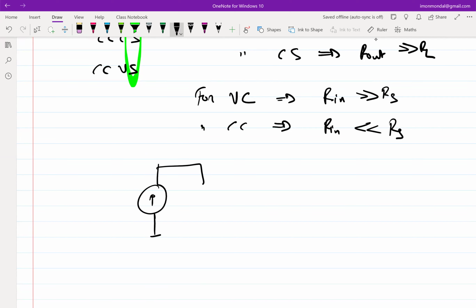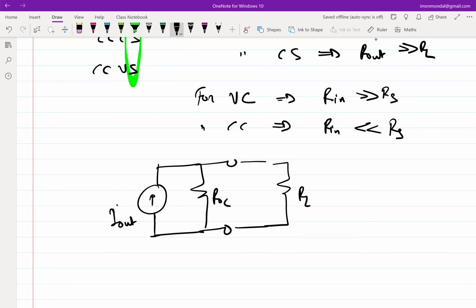So that is up to your interpretation. If a circuit appears like this, let's say this is RL, and I say this is Iout, and this is ROC. Just because somebody has given you this topology doesn't mean that it's supposed to behave like a current source. It's supposed to behave like a current source only when ROC is much larger than RL. The same construction can behave like a voltage source if the other condition is met. Sorry, if ROC is much larger than RL, then it's a current source, and if ROC is much lesser than RL, then it will behave like a voltage source.